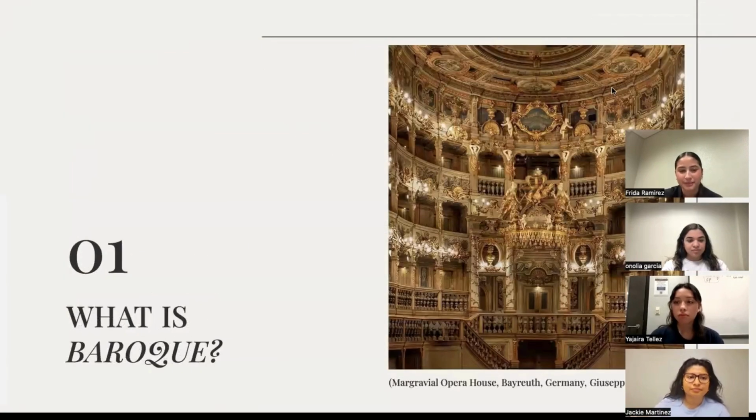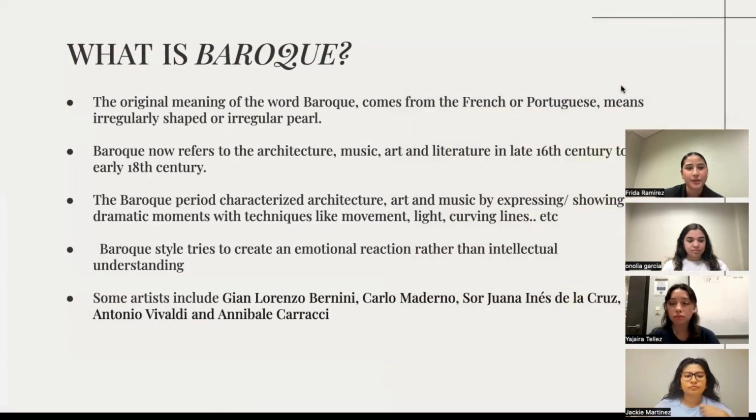What is Baroque? The original meaning of the word Baroque comes from the French or Portuguese, meaning irregular shaped or irregular pearl. Baroque now refers to architecture, music, art, and literature in the late 16th century to the early 18th century. Baroque style tries to create an emotional reaction rather than an intellectual understanding. Some artists include Gian Lorenzo Bernini, Carlo Maderno, and Annibale Carracci.